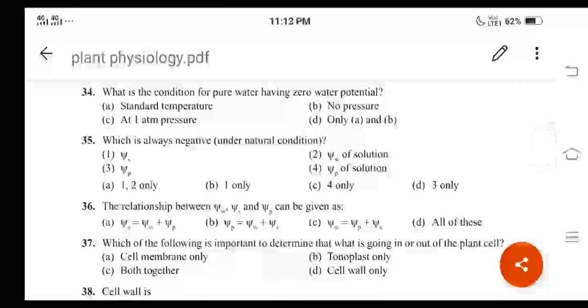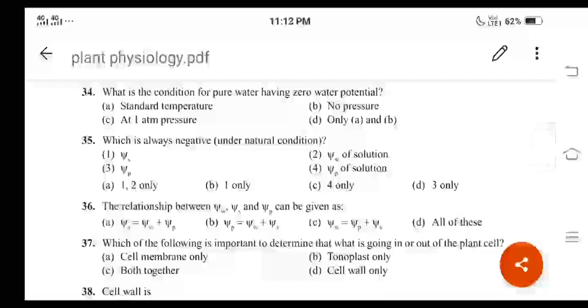Only A and B. At standard temperature and no pressure, the value of water potential of pure water will be 0, and not at 1 atmospheric pressure. So option D becomes the correct answer.